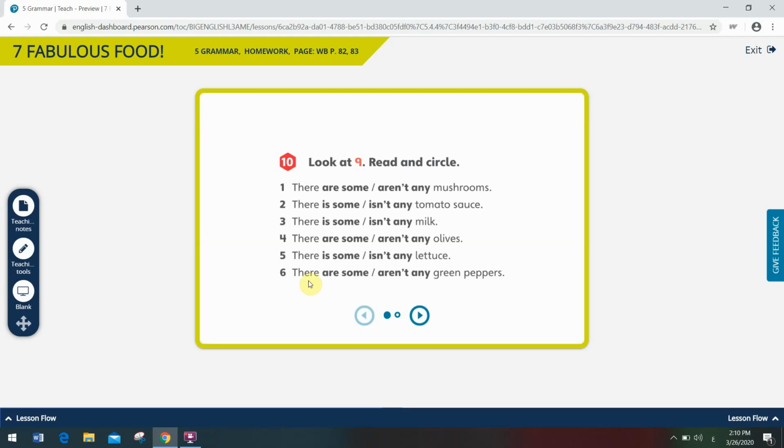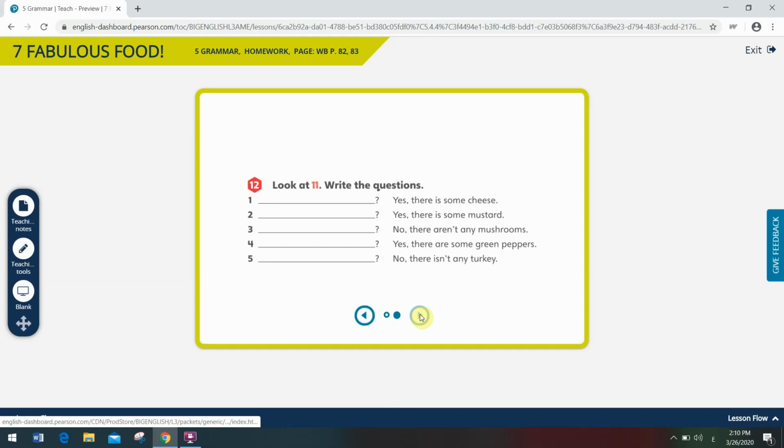And the last one, here we have number 6, there are some or there aren't any green peppers. The green peppers الفلفل الأخضر هل كان موجود عندنا بالفور pictures? No. So what do you think? Are some or aren't any? Aren't any. So the sentence would be there aren't any green peppers. Excellent.